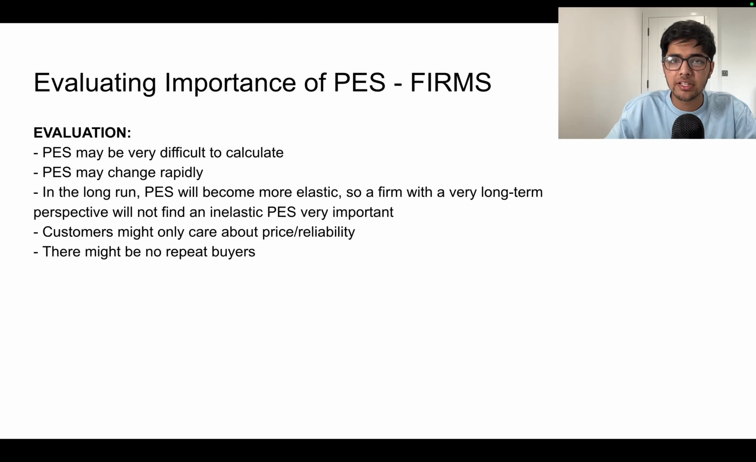In the long run, PES will be more elastic, so a firm with a very long-term perspective will not find an inelastic PES extremely important at the beginning. In addition to this, customers might only care about price, they might not really care whether the shop is reliable, and there might be no repeat buyers, so it doesn't matter if it has a strong reputation. For example, a tourist shop, where you will likely never go again.